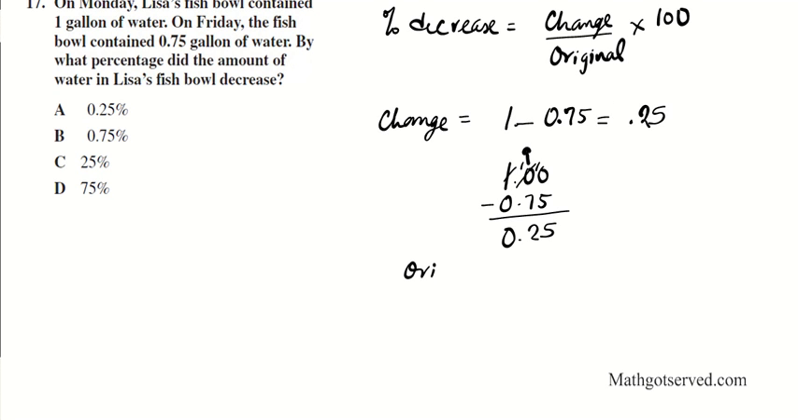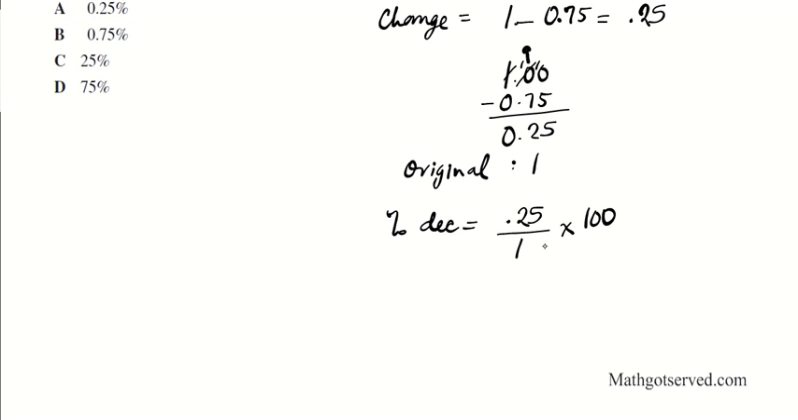What was the original amount? Originally, it contained 1 gallon. So our percentage decrease is going to be the change, 0.25, divided by the original, which is 1, multiplied by 100. If I multiply 0.25 by 100, all that does is move the decimal point backward 2 places. So there's 0.25 times 100.